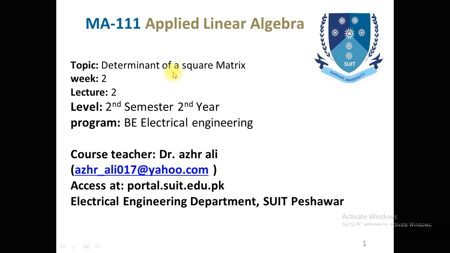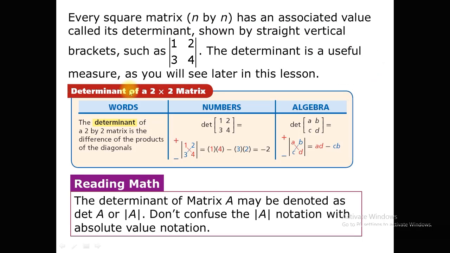In the previous lecture for the course Applied Linear Algebra, we have done introduction to matrix, types of matrix, matrix operations, and echelon and reduced echelon form of matrix. Now the next topic which we are covering today is the determinant of a square matrix, and this is the second lecture for this second week. Now what is a determinant of a square matrix?